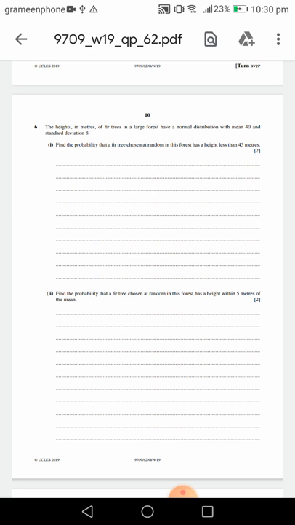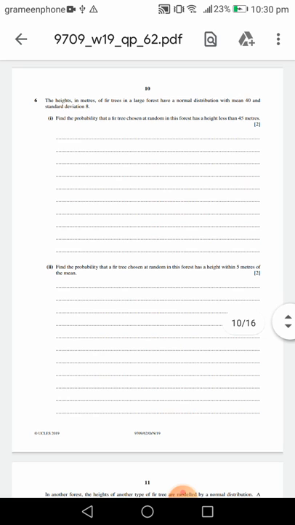Okay, so let's go. If two incidents are occurring together, then the permutations or combinations must be multiplied. And if two incidents are such that either this can happen or that can happen, then in that case we have to add the permutations or combinations. Okay, so let's start.